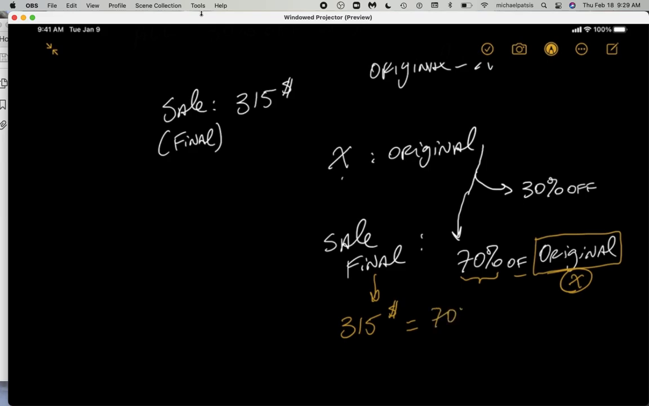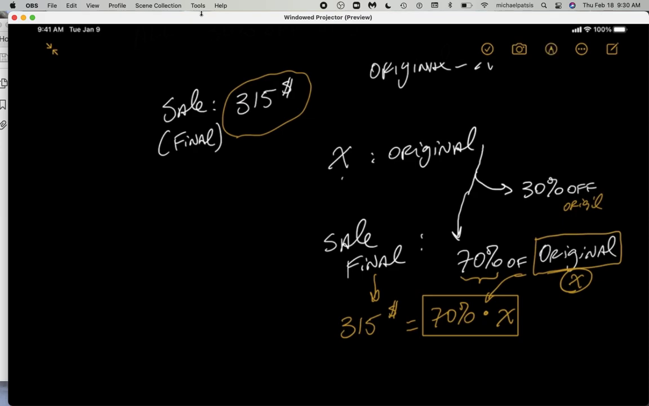70% of means times X. So we use the two pieces of information about the sale price. Number one, they tell us that it's $315. Number two, they tell us to get from the original to the sale price, we lose 30% of the original, which means we only have 70% of the original. So we take advantage of those two facts to set up an equation.